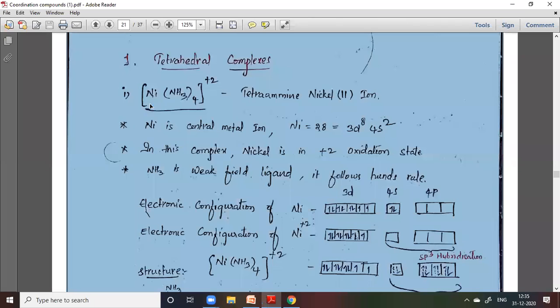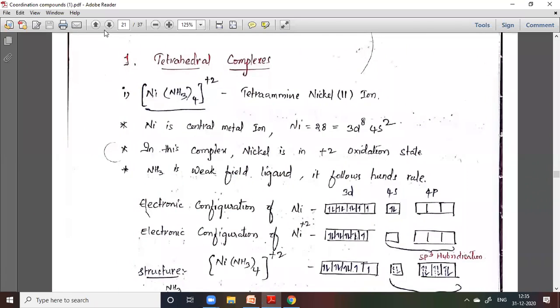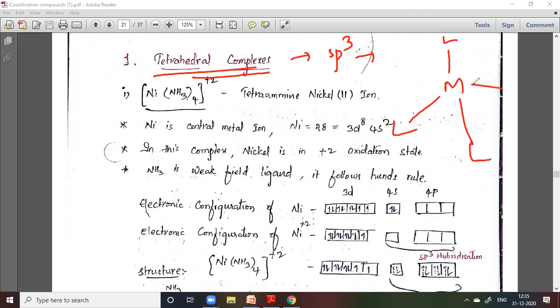So let us take the first example. This is the tetrahedral complex. A tetrahedral complex has sp3 hybridization and the structure will be like this: tetrahedral, metal and this ligand, and ligand and ligand like this. This is the exact structure.